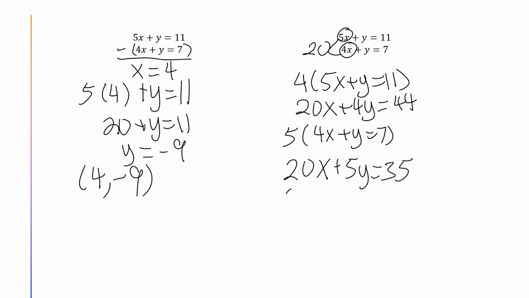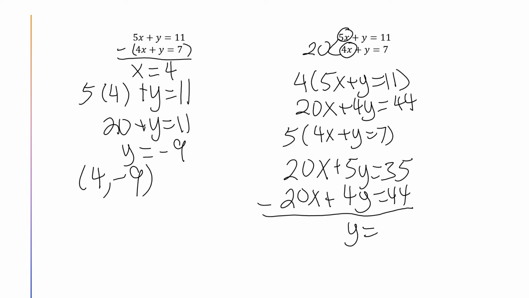Now we write the second equation underneath, which gives us 20x plus 4y equals 44. Subtract the two. The x's cancel out. 5y minus 4y is simply y, and 35 minus 44 is negative 9.